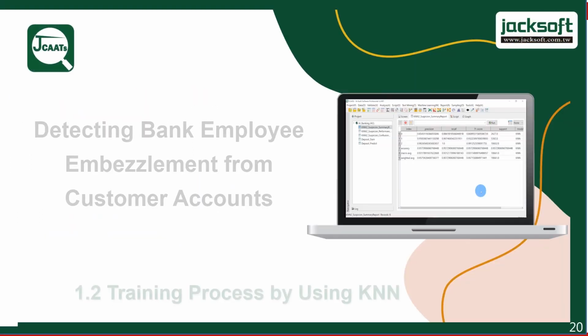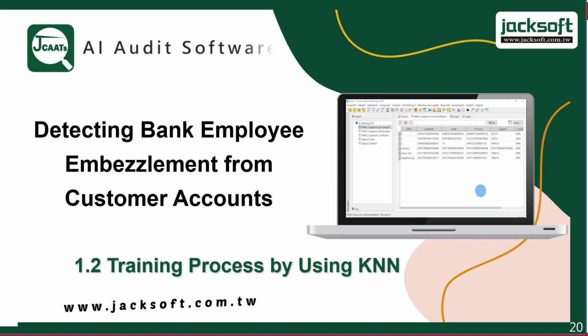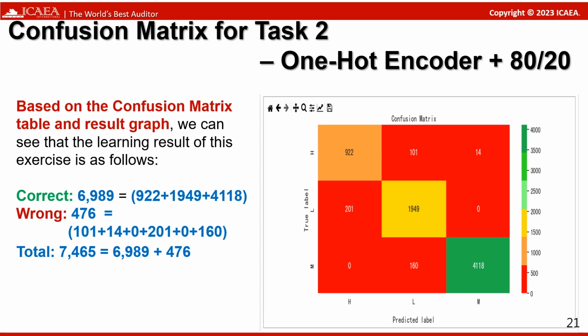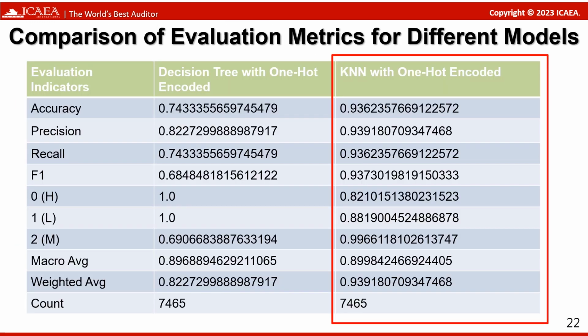The next task is to perform the machine learning process by using the KNN algorithm. The confusion matrix for KNN, one hot encoder plus 80/20 data split method, shows on the screen. Comparison of evaluation metrics, such as accuracy, precision, F1 score, etc. for the decision tree and KNN. The KNN machine learning process has a better performance.